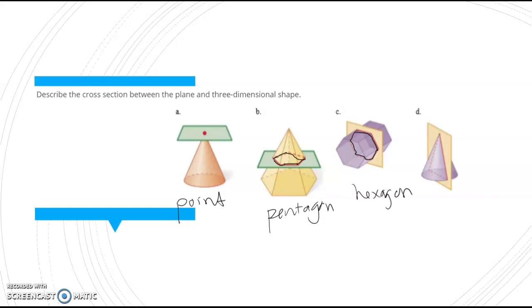Or I could cut the cone this way and make a triangle. So you can see I can cut these shapes in different ways to form different cross sections. Both the first and the last are both cones. But because of the different ways I cut them, I have formed two different types of cross sections.